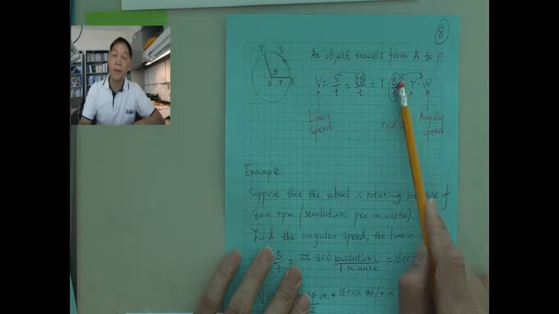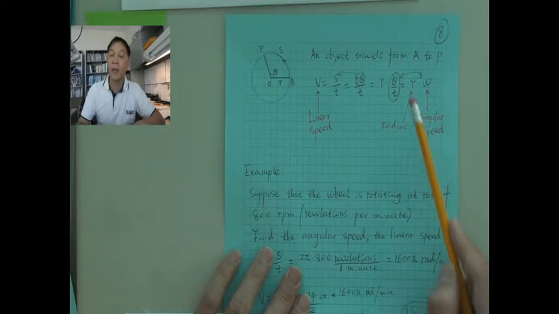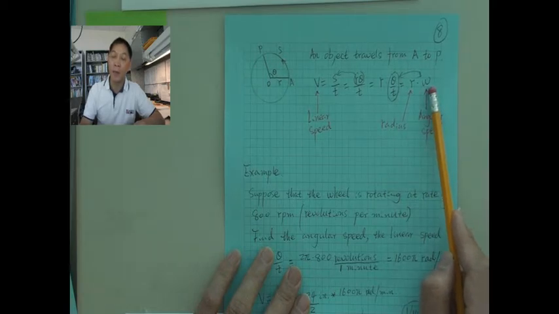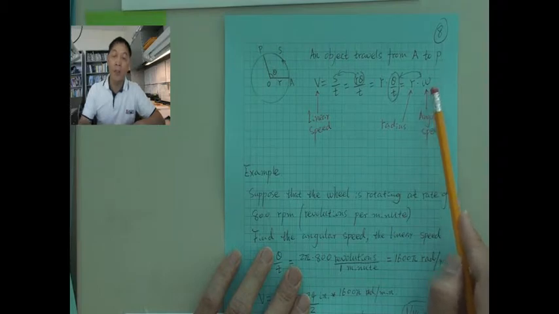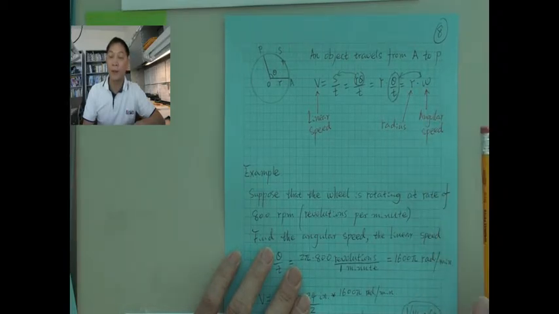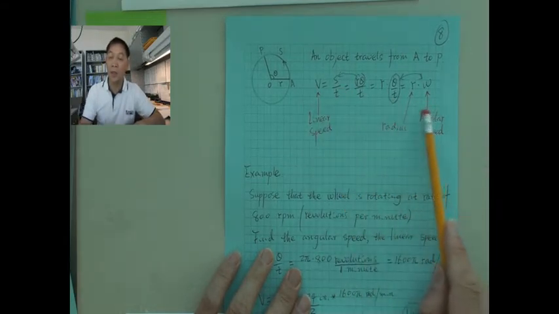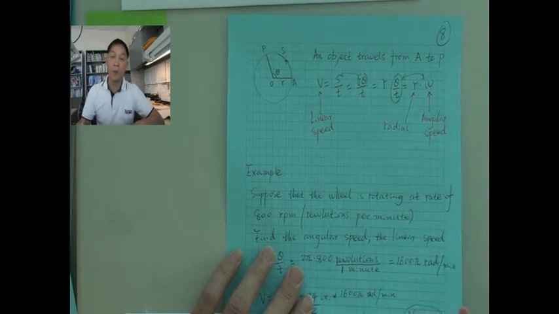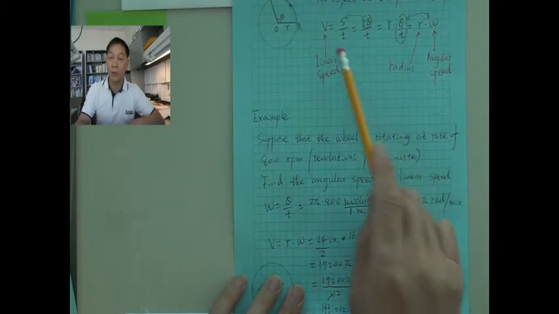Theta divided by T is called angular speed. In physics, angular speed is denoted by omega, not W. So linear speed equals radius times the angular speed. So right here, this is the key thing you've got to remember. Now here is the example, which will use this formula.